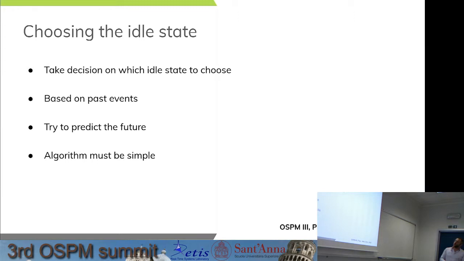So when we want to choose the idle state, we obviously have to take a decision about which idle state, and in order to take the decision, we have to do some analysis on past events in order to do some prediction about the future. And we have a constraint because we are in the kernel: the algorithm to do this prediction must be very simple and very light, so we don't consume a lot of energy to compute the next event.